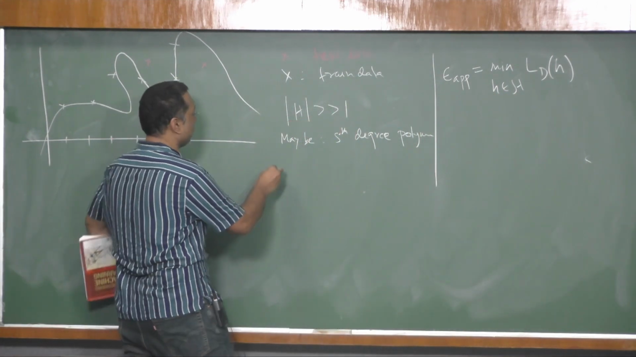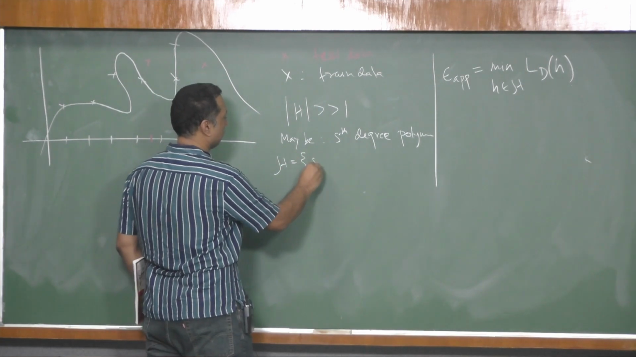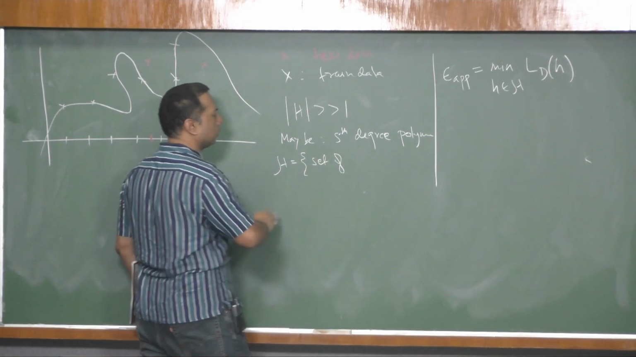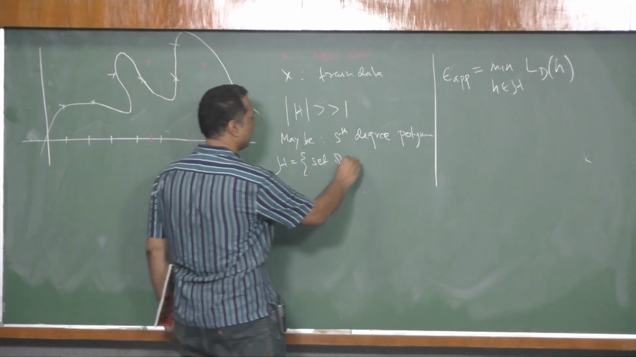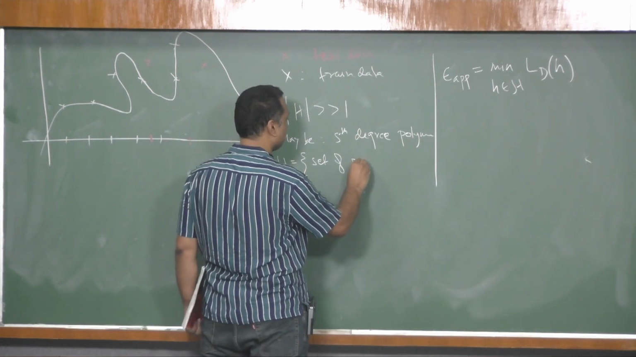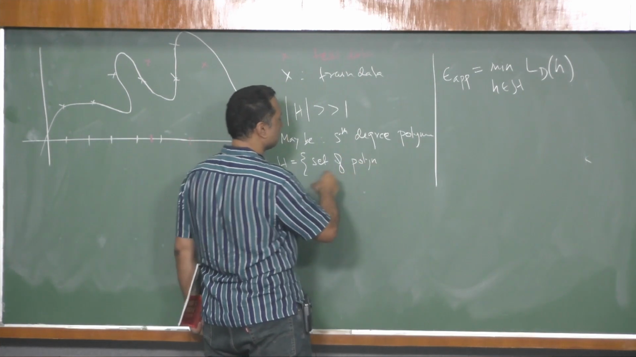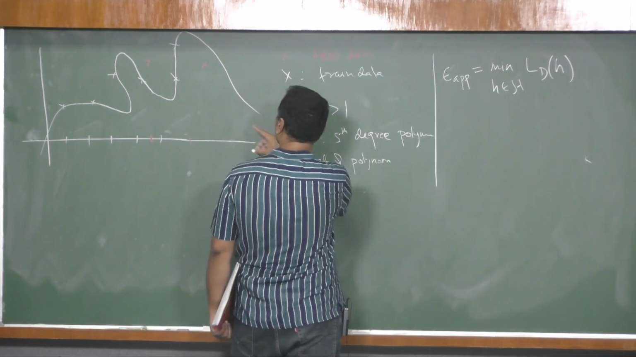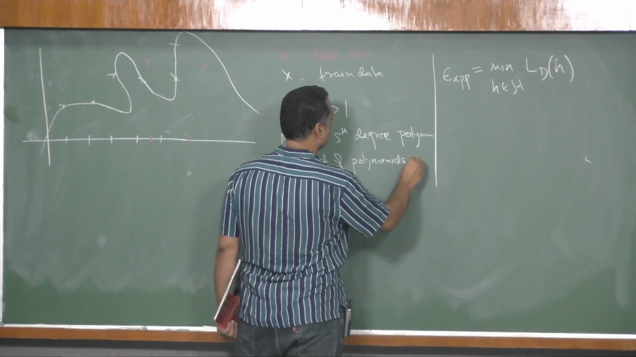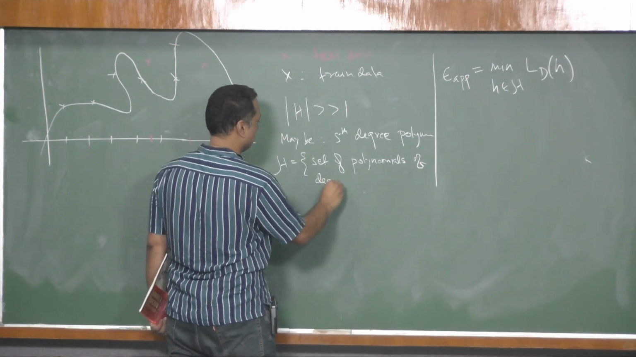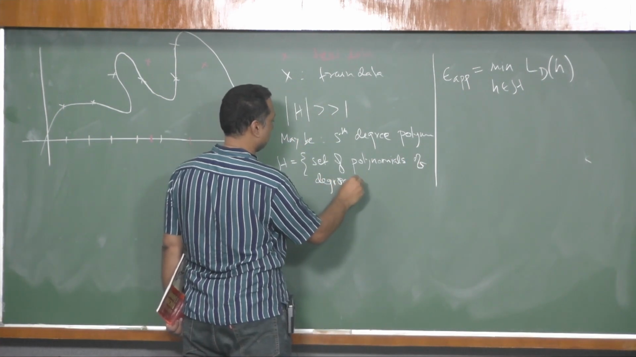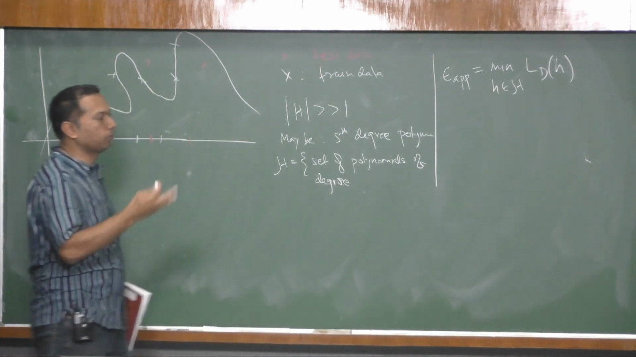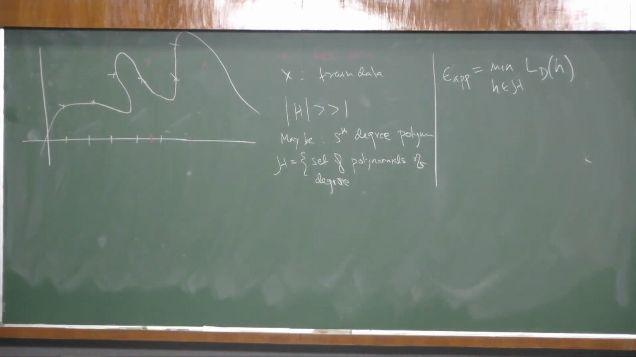Let me define H to be a set of, let us say, a lot of polynomials. Set of polynomials of degree less than 100. That is still a lot, right? It's not saying that it has to be infinite, it's saying just large. So for this problem, it's very large. If we make it infinite, then PAC learning says that it may not work out.